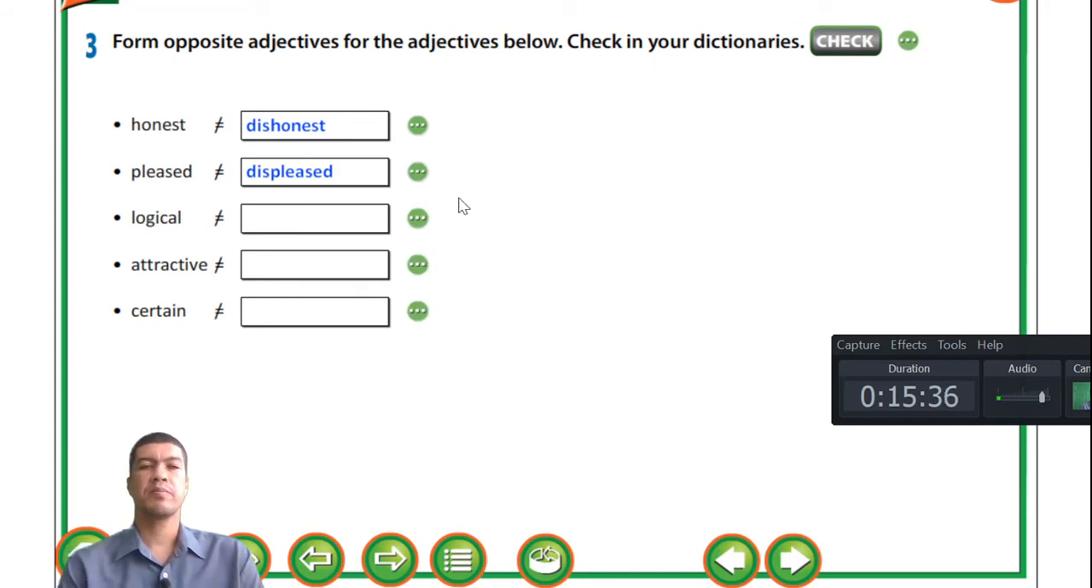All right, logical. What's the opposite of logical? And we see that the answer is illogical. We have a word attractive. What's the opposite of the word attractive? And that is unattractive. We do not say disattractive or ill-attractive, but we use the word unattractive. And certain. What's the opposite of the word certain? For example, you are certain that you passed your exams. And what's the opposite of certain? That is uncertain. All right, moving on.